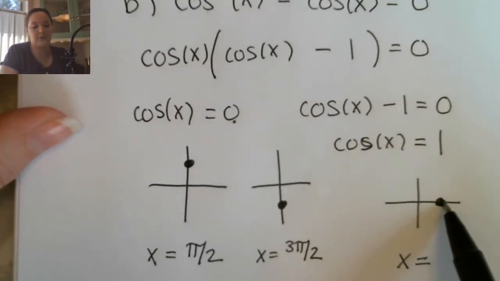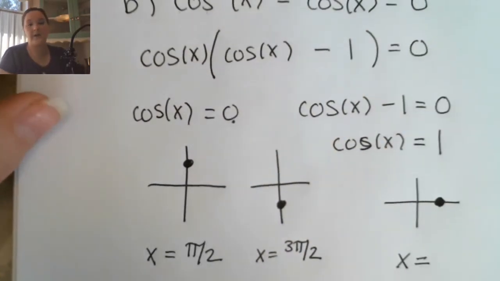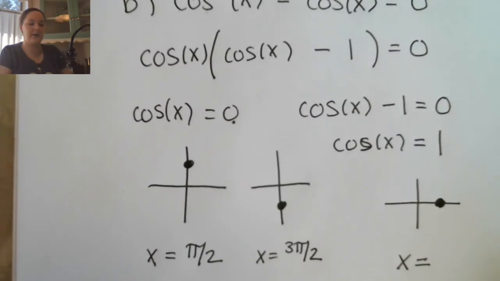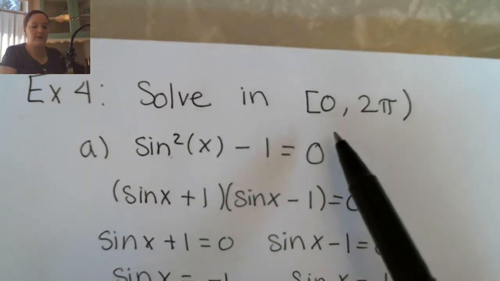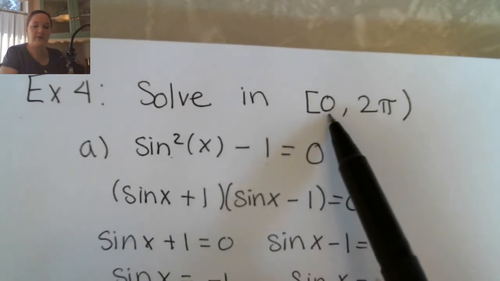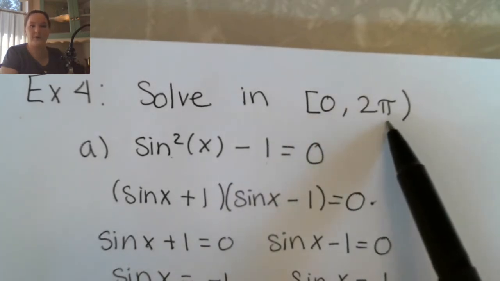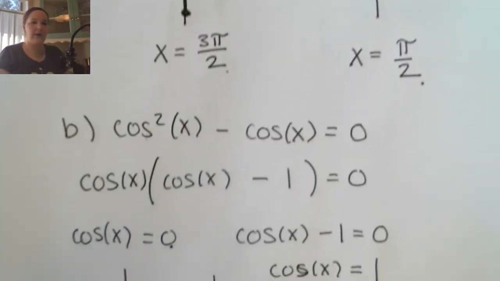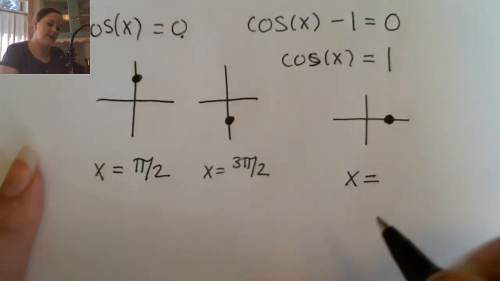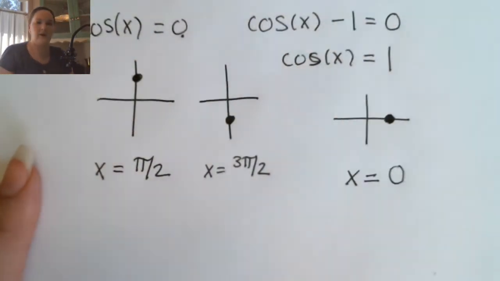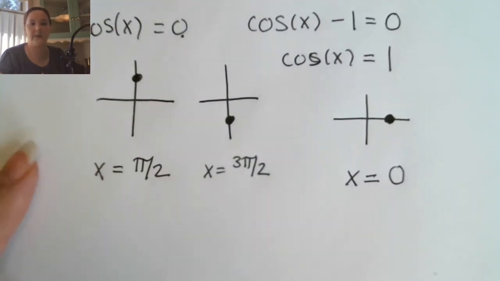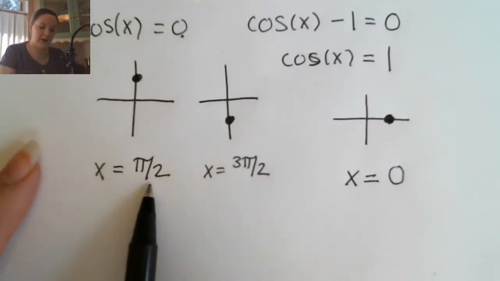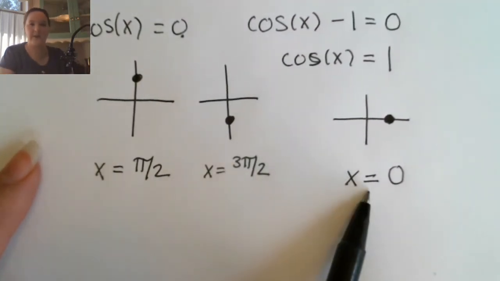Now, normally you could list this angle as either 0 or 2 pi, but let's look at the original question. So the solution interval includes 0 and does not include 2 pi. So for that reason, we're going to list this angle as 0, just because of how the interval is written at the very beginning. So there would be my 3 solutions: pi over 2, 3 pi over 2, and 0.